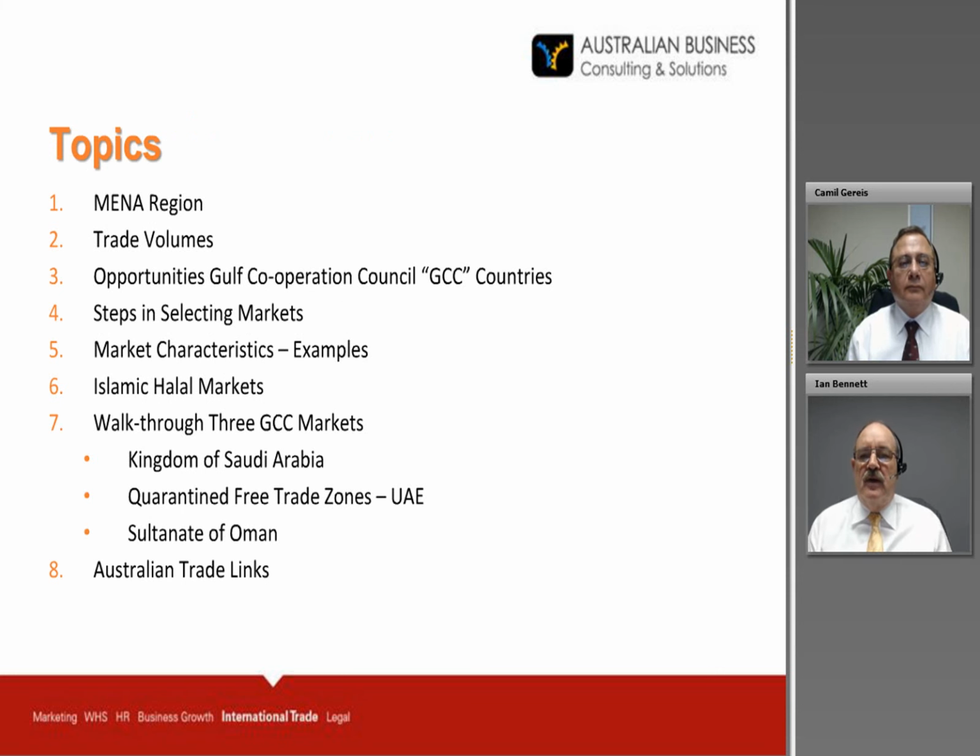Today, the topics we're going to talk about are the MENA region, trade volumes, opportunities within the Gulf Cooperation Council, which we'll be referring to as GCC, steps in selecting markets, some characteristics, the Halal brand, and then today we've selected 3 markets to look at in particular: the Saudi market, UAE, and the Sultanate of Oman. And we'll finish off with a very innovative product built by the Chamber Movement in Australia called Australian Tradelinks.